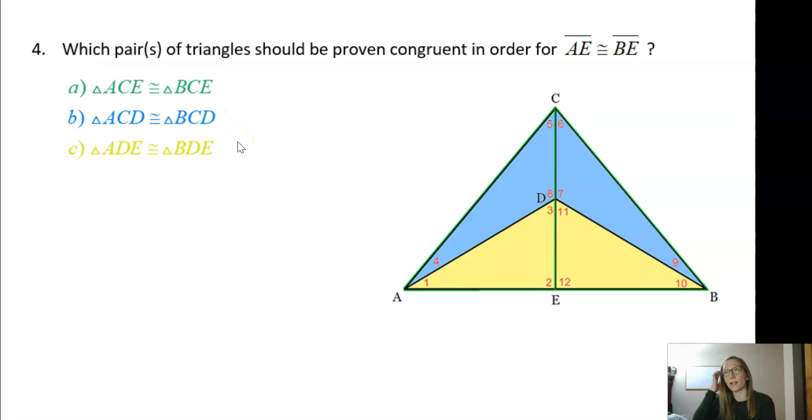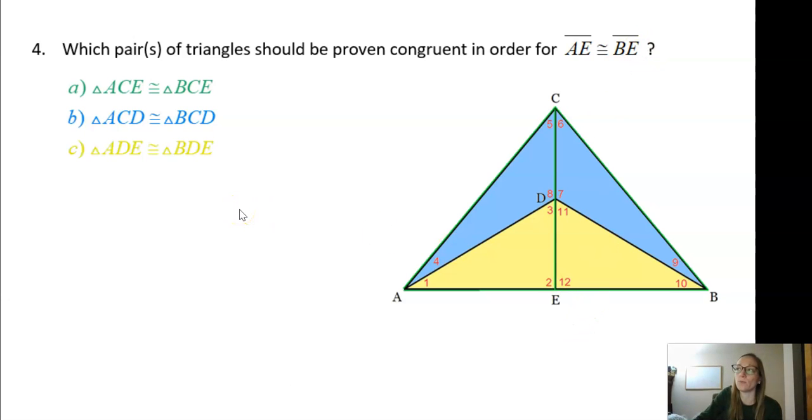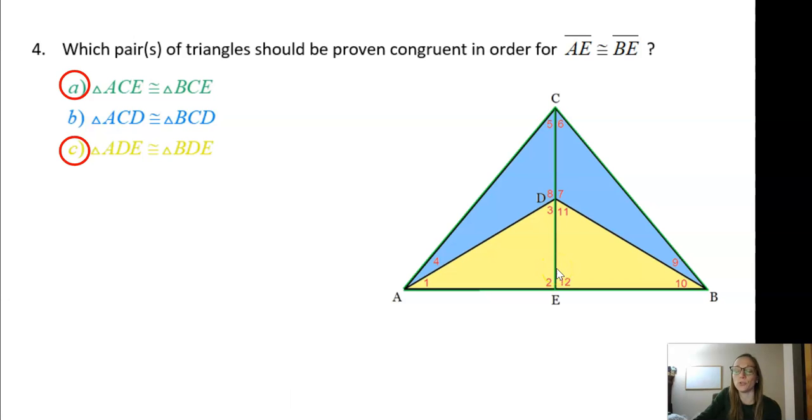Which pairs of triangles should be proven congruent in order for AE, which is down here, to be congruent to BE? I'm going to let you try this one on your own. It could be more than one, so select all that apply in order to prove AE congruent to BE. The green triangles could be proven congruent, or the yellow triangles could be proven congruent in order to prove that AE is congruent to BE.